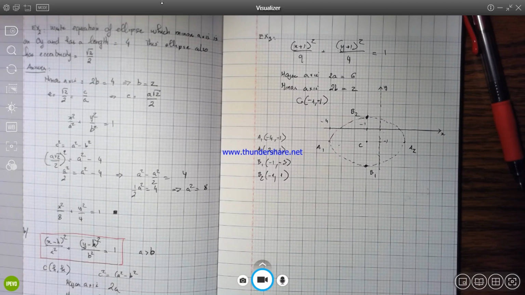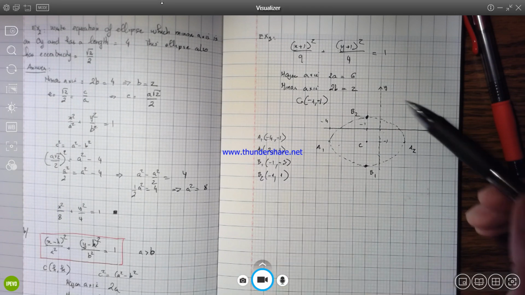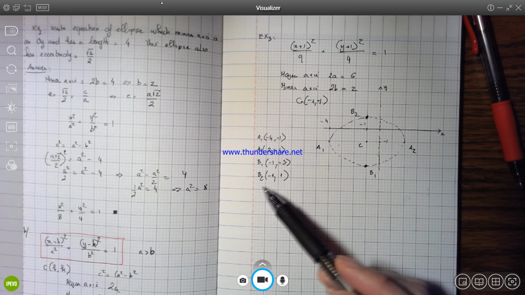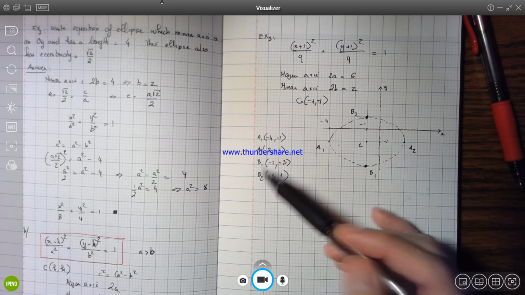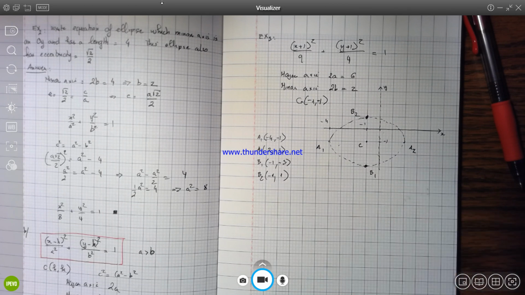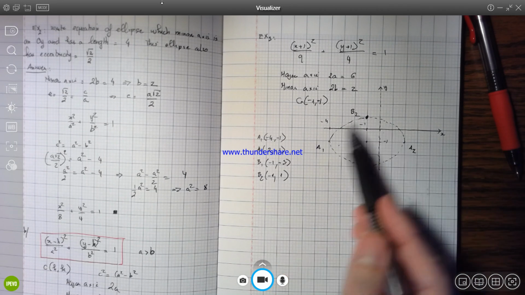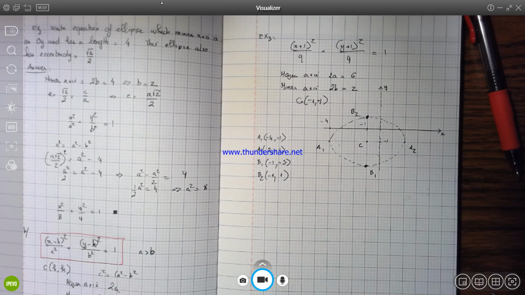Okay. So usually, when we have an ellipse whose center is at the origin, b1 and b2 would be (0, 2) and (0, -2), right? But you see that because the center has changed, everything changed. After you graph, you can get information from the graph. You can get the coordinates from the graph easily.